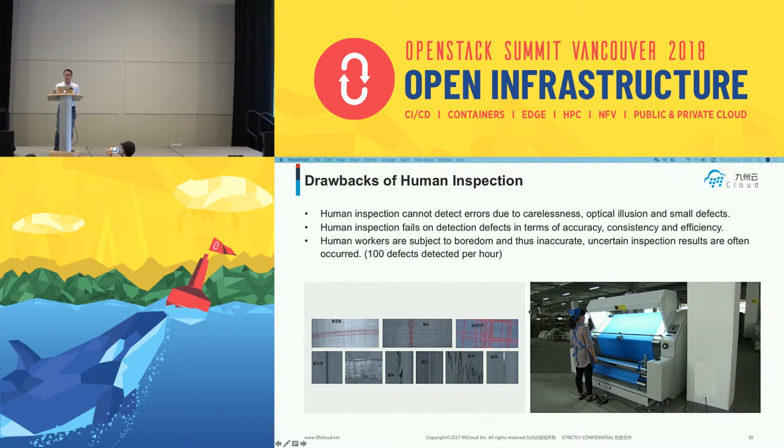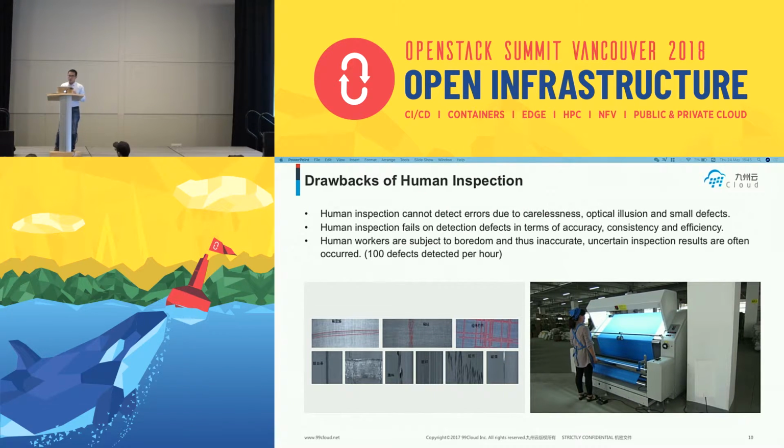Traditionally, we use humans to inspect the fabric, which is high cost, low efficiency, and inconsistent. A human inspector cannot detect some errors because of carelessness and illusions, or because the defect is too small. And we also cannot get a consistent result from humans because humans get tired, right?